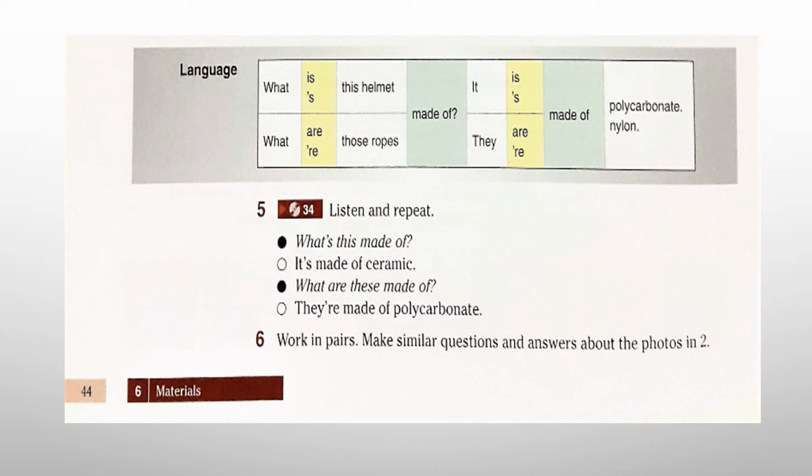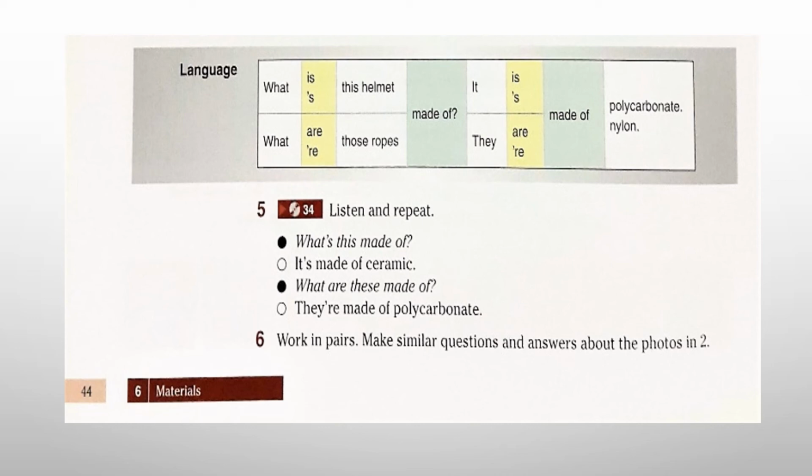So we have two types of question. What is this helmet made of? It is made of polycarbonate. What are those ropes made of? They are made of nylon. Now we're going to listen to exercise 5 and learn how to pronounce these questions and answers. Listen carefully, please.